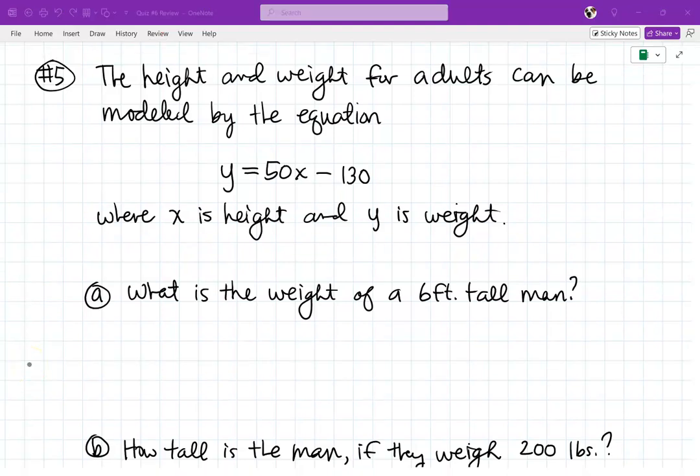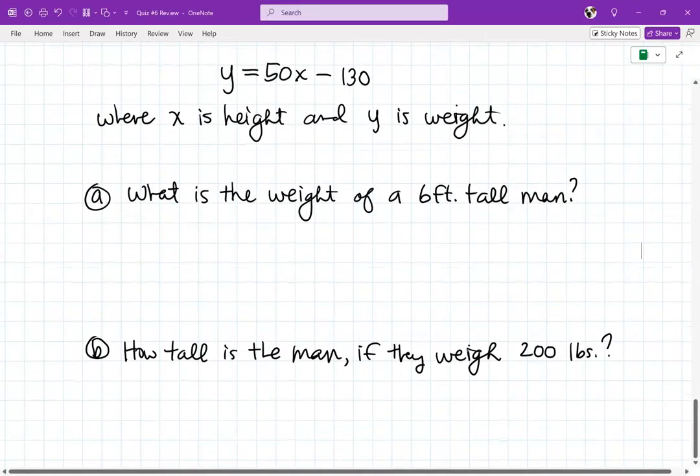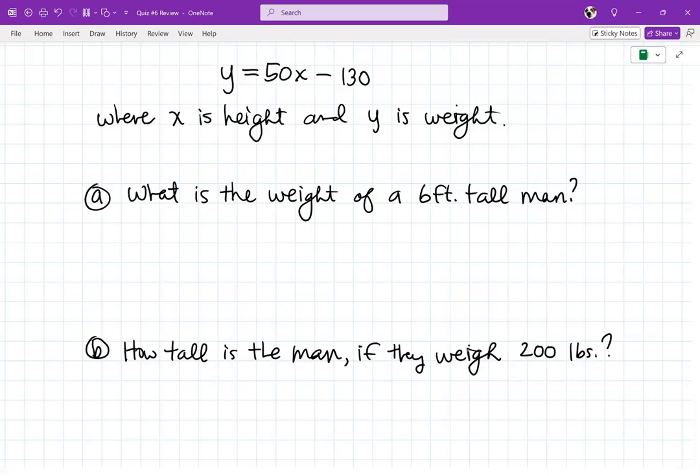All right, so for question number 5, they told us that the height and weight for adults can be modeled by this equation. So they're giving us an equation that models the weight that I should be if I tell you the height. They say x is the height and y is the weight. For part A, they say, what is the weight of a 6-foot tall man? So am I solving for x or y? Which one am I trying to figure out? Y, right? So they want the weight, so I got to figure out y.